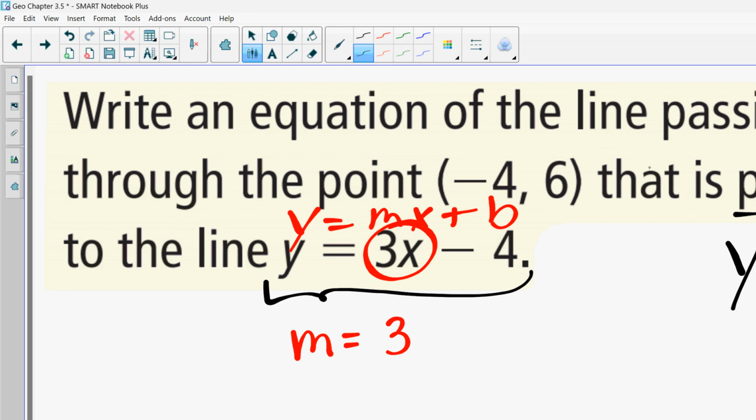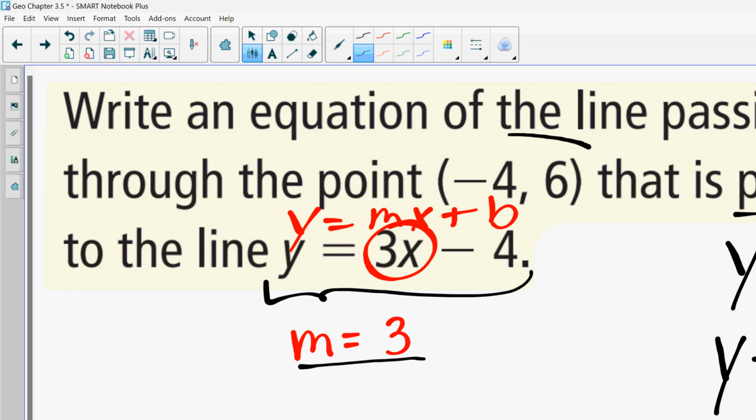And we're going to use point slope form, y minus y1 equals m times x minus x1, to find the equation of the line. Now we're going to fill our information in. Now they told us the slope. Because it's parallel, the slopes are the same. So our new slope is still going to be 3.